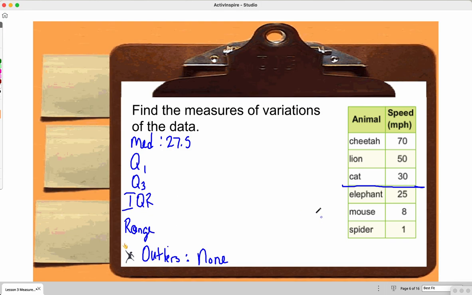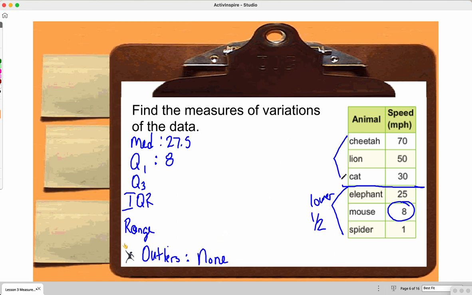Now to find my Q1, I take the lower half, that's this half right here, okay? And I find the middle of my lower half. And it's as simple as, look, what number is in the middle? And this time, it's 8. So my Q1 is 8.